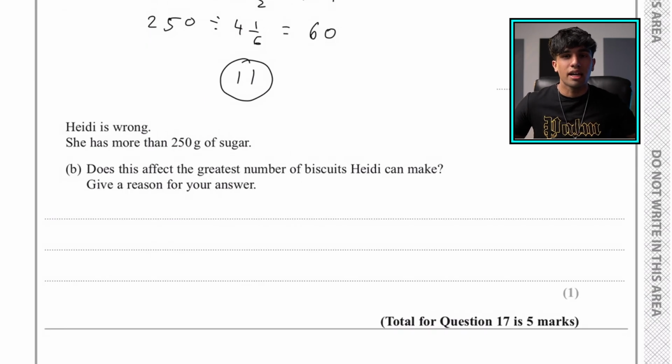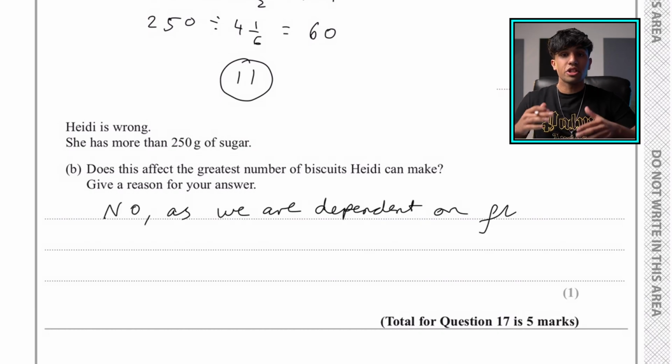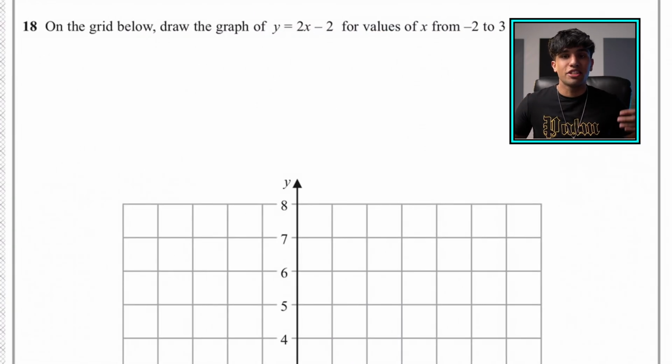Part B says Heidi has more than 250 grams of sugar, and we need to see if that'll affect our answer in part A. This doesn't change our answer because we're dependent on flour, we're not dependent on how much sugar we have. We need more flour so that we can make more. So the short answer is no. Question 18, we need to draw a graph.